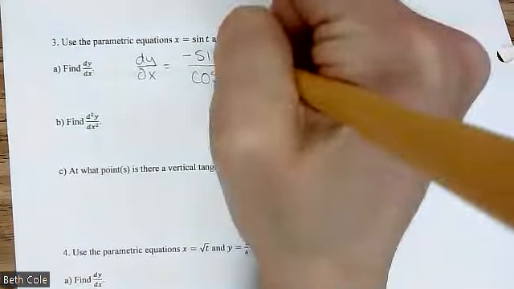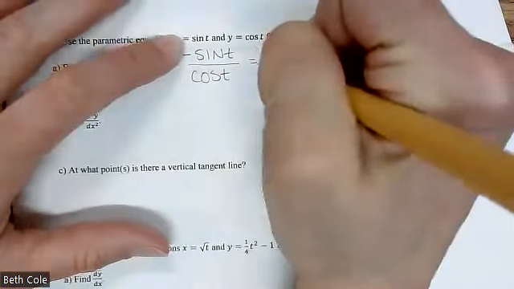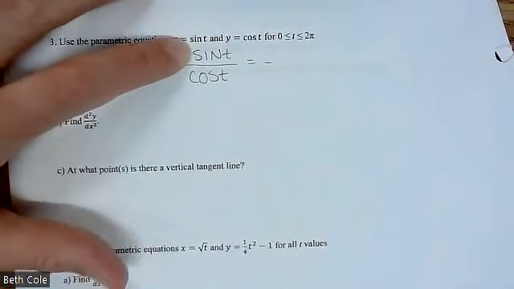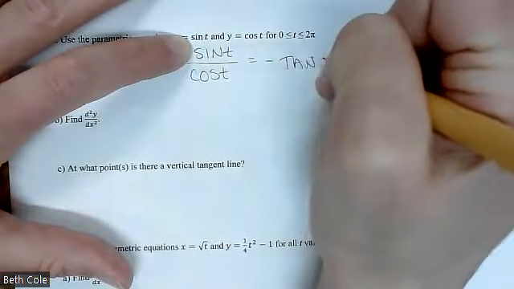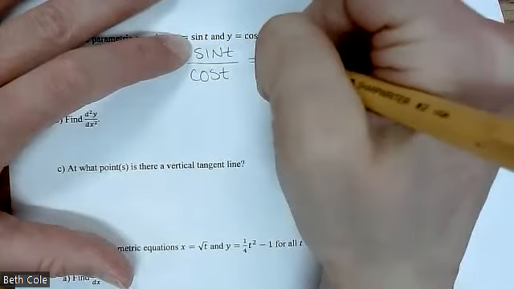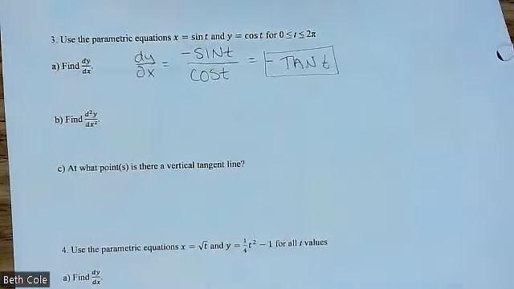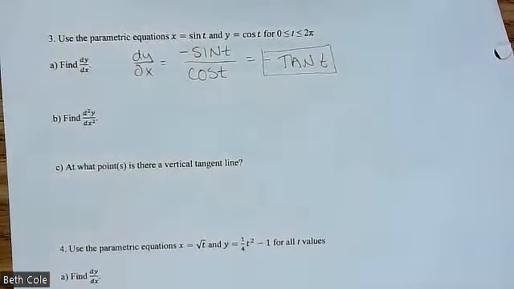Okay. Now because we're going to do a second derivative, I want to simplify this down. It is going to be negative. Do you remember what sine over cosine is? Good. Okay, well remembered. Because if you can simplify that, then that's going to make your life easier for the next part of the problem. Let's see. So negative tangent of t. So we just did the derivative of this over the derivative of this.